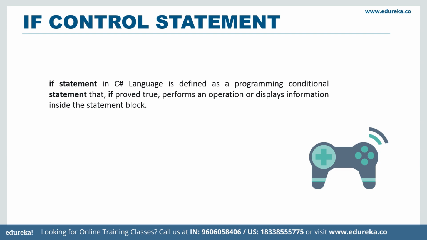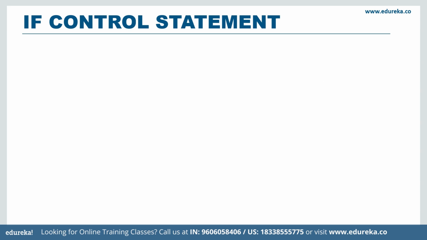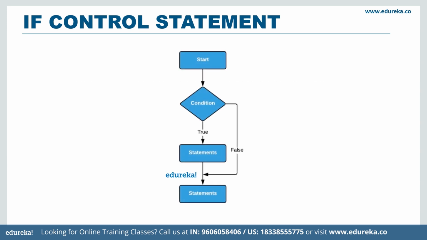Now, let us check out a flow diagram to understand the functionality of the if control statement. Here, you can see the control starts at the start block, and after that it encounters the if condition block. Here, the control checks the condition. If the condition is true, then the statements inside the if block will be executed. Else, the statements following the if block will be executed. So this is how the if control statement works.